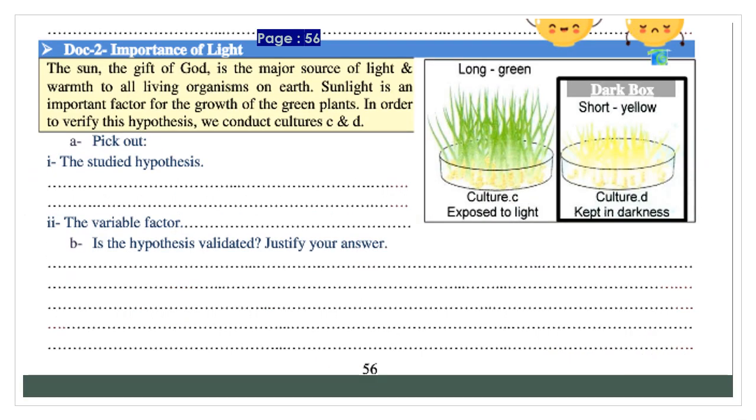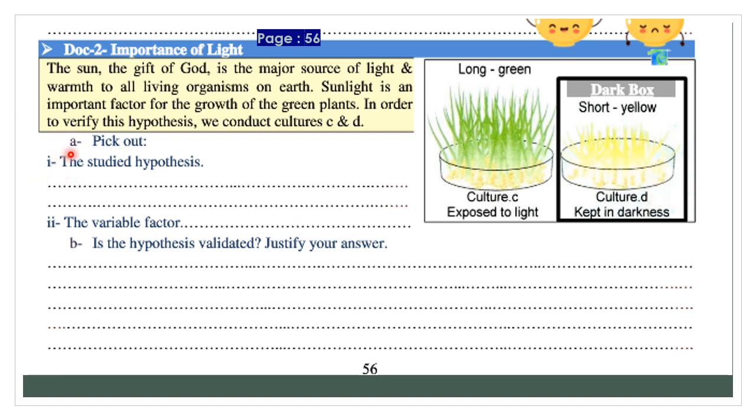Now let's move to document 2, page 56, importance of light. The sun, the gift of God, is the major source of light and warmth to all living organisms on Earth. Sunlight is an important factor for the growth of the green plants. In order to verify this hypothesis, we conduct culture C and D. Here we have two cultures. Culture C, where the plant is exposed to light or to sunlight. So the result, the plant here is long and green. While in culture D, where the plant is kept in darkness, so the result here, let's see, the plant is short and yellow.